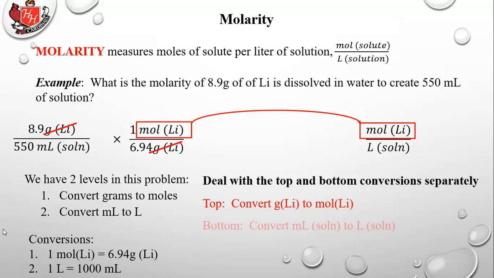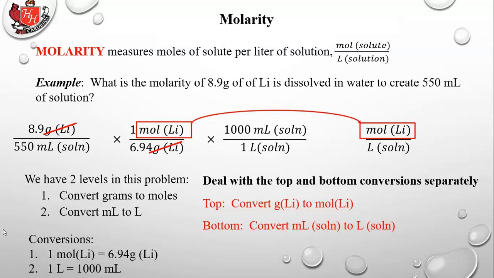Now you need to go to the bottom, and that's to convert milliliters to liters. And the conversion is 1 liter equals 1,000 milliliters. So which one do you want on the top and which one do you want on the bottom? You need the milliliter solution over there where the 550 is. You need that to cancel out. And you need liters of solution to appear down there on the bottom. So 1 liter, 1,000 milliliters, which one goes on top, which one goes on bottom? Think about it. So the 1,000 milliliters solution goes on top, the 1 liter solution goes on the bottom.